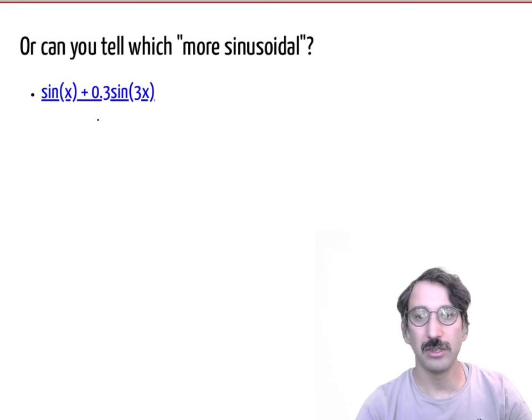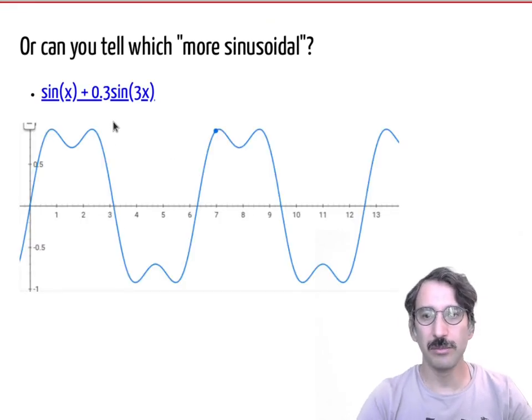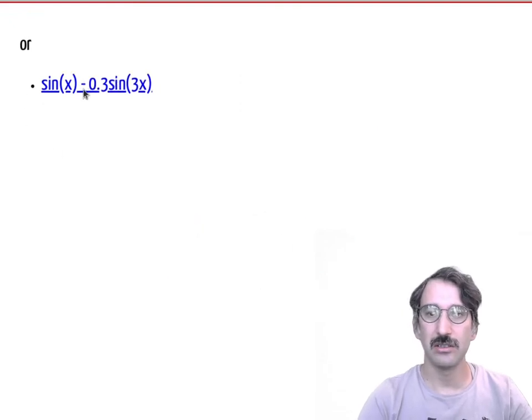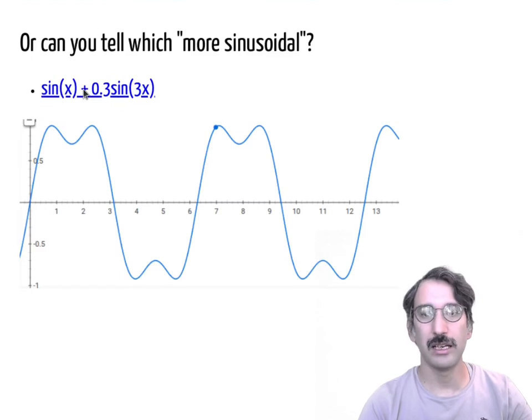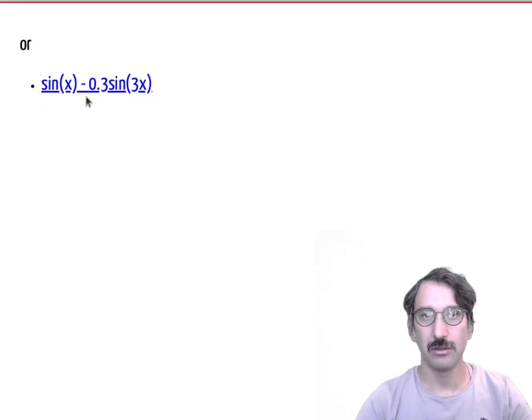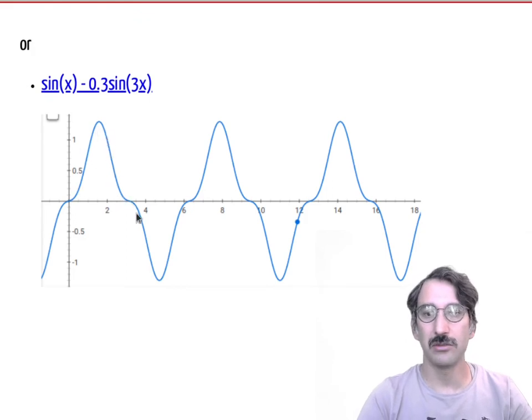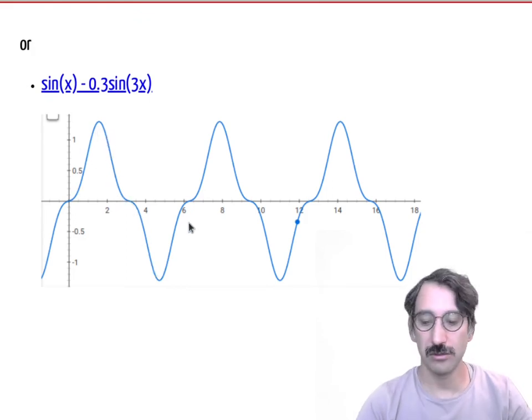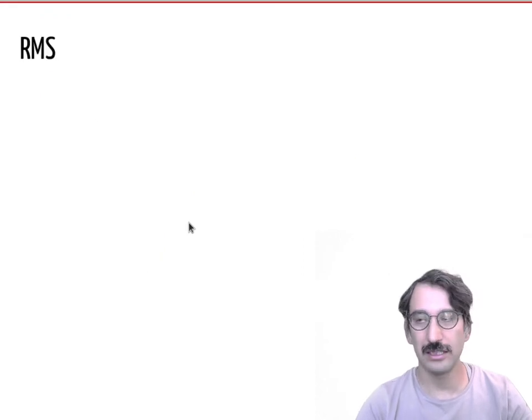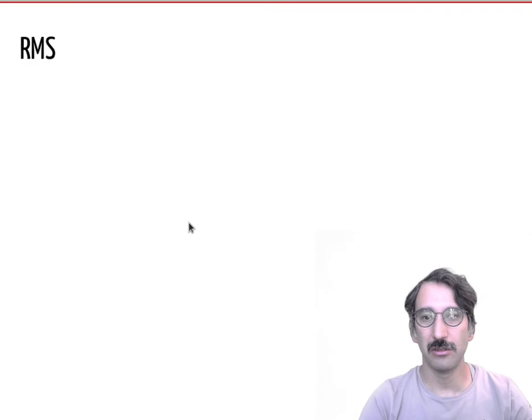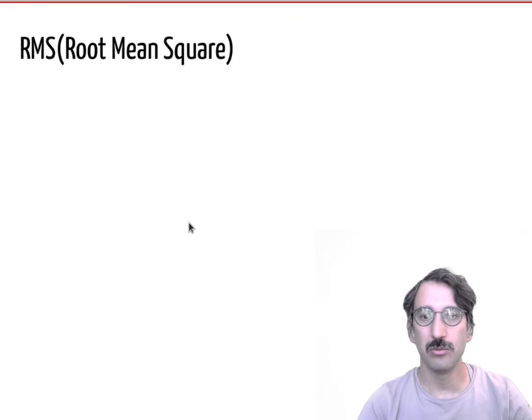For example, if you have a waveform that is a sine component plus 0.3 of a third harmonic component, it distorts the sinusoid like that. In the next one, the only thing changing is that instead of a positive value, I have a negative value here. With that negative value, our sinusoid is distorted like that. So which one is more sinusoidal? We need some parameters to evaluate these kinds of waveforms numerically. The first one, which you are already familiar with, is the RMS, the root mean square of a waveform.